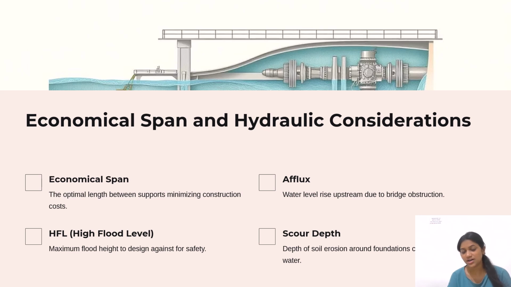And the next one is afflux. Afflux means the water level rise upstream due to the bridge obstruction. HFL is nothing but high flood level. It is the maximum flood height used to design the bridge for safety. Next is scour depth, the depth of soil erosion around the foundation and water. It is very simple.